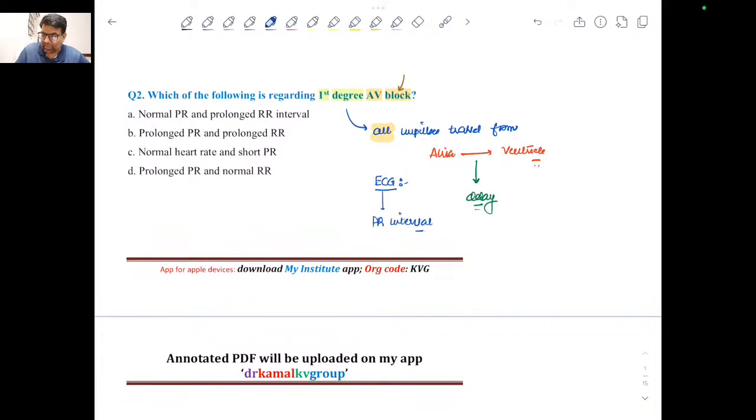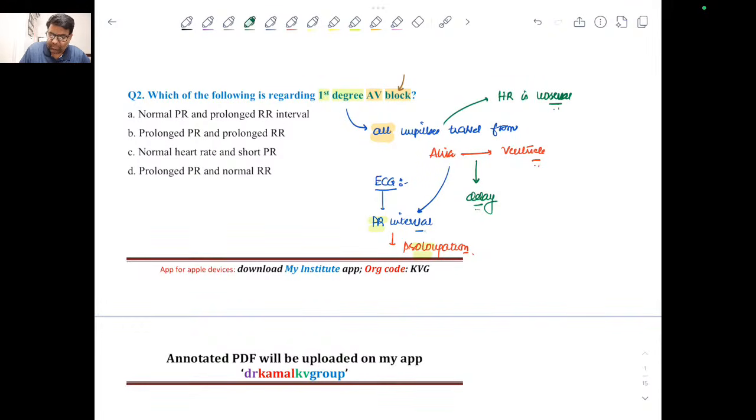So what is that? That is the PR interval. Therefore, what you will see on ECG is prolongation of the PR interval, right? So in first degree AV block, you have to say that the PR interval is prolonged, but since all the atrial impulses are going up to the ventricle, the heart rate will remain normal, right? So if we write this, the heart rate, or the R to R distance, will remain normal.